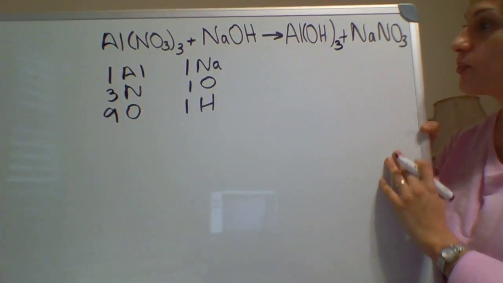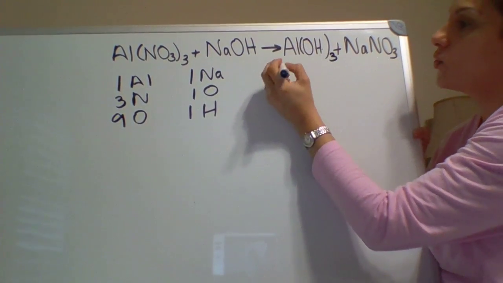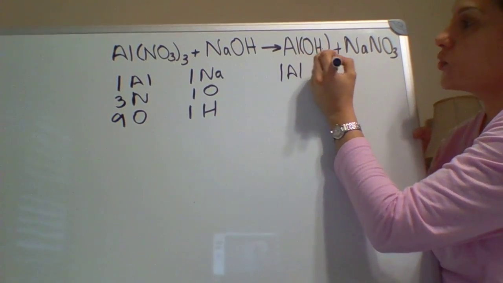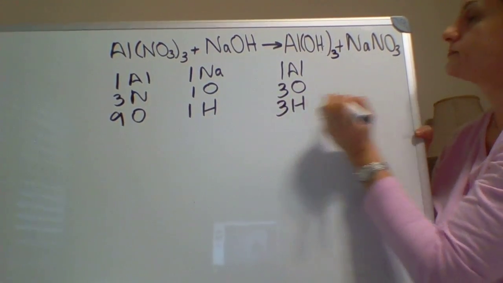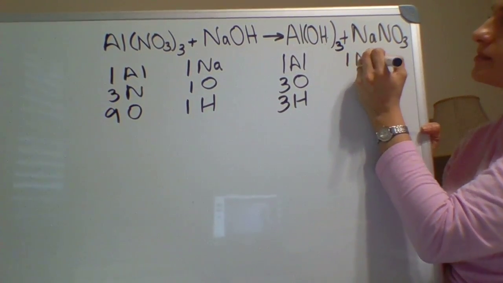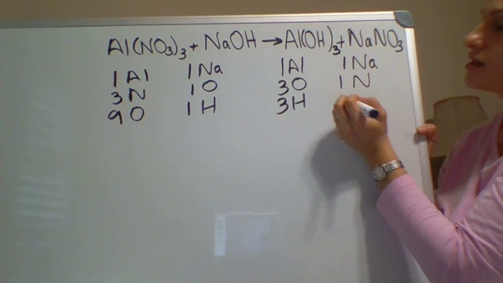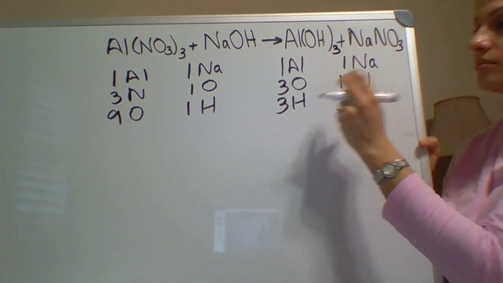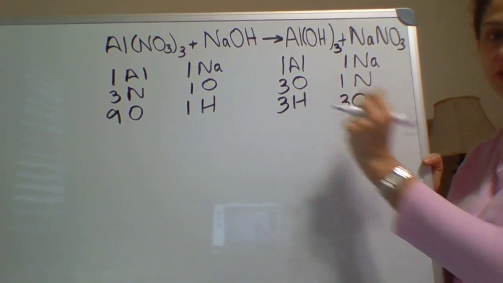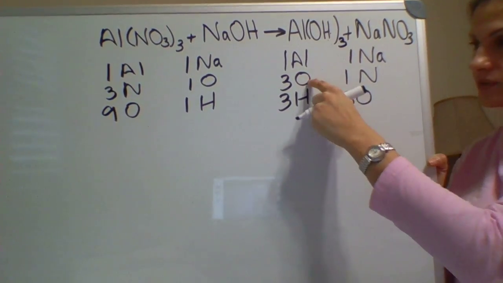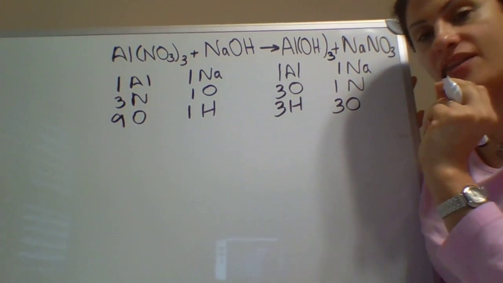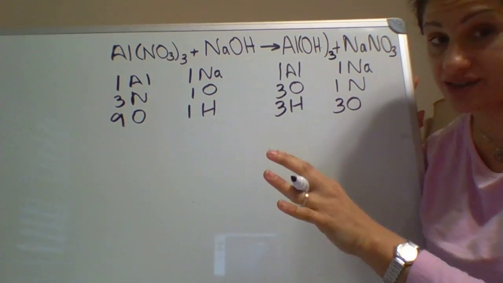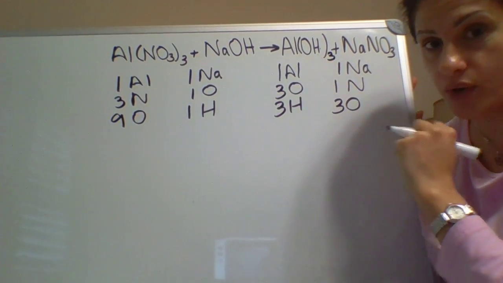Let's look at the product side. We have 1 aluminum, we have 3 oxygen and 3 hydrogen. We have 1 sodium, 1 nitrogen, and 3 oxygen. Remember, we have oxygen in 2 places here. Little tricky. So a total of 6. But remember, leave the hydrogen and the oxygen until the end. So for now, let's not worry about it.